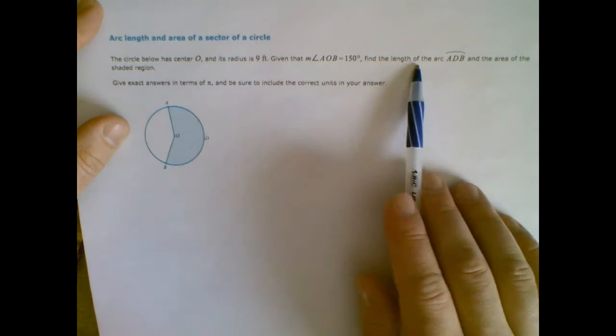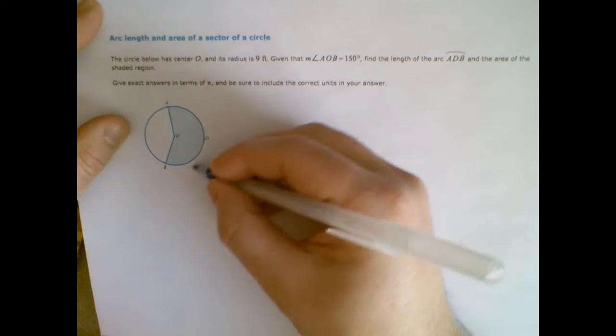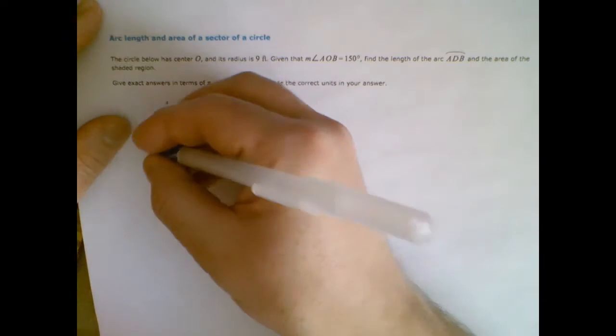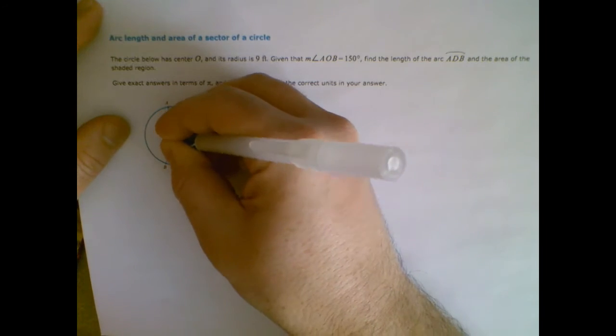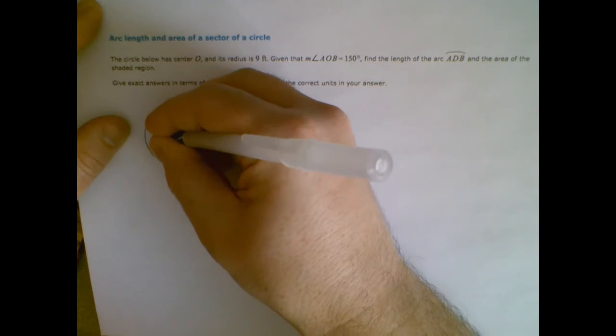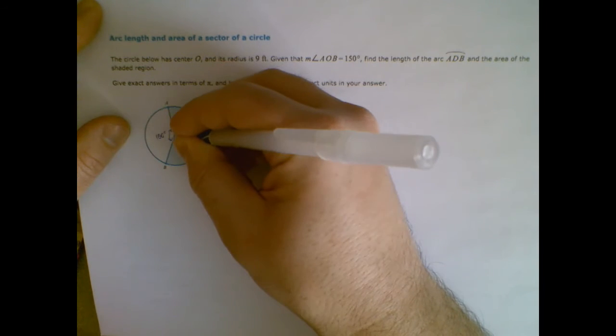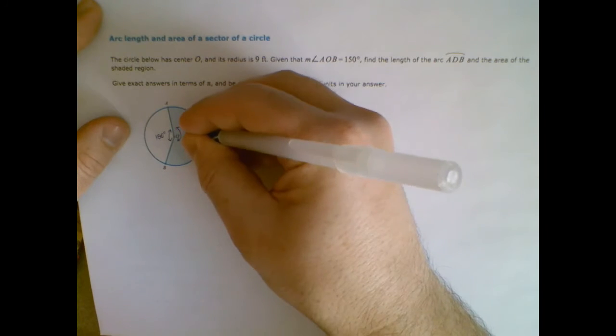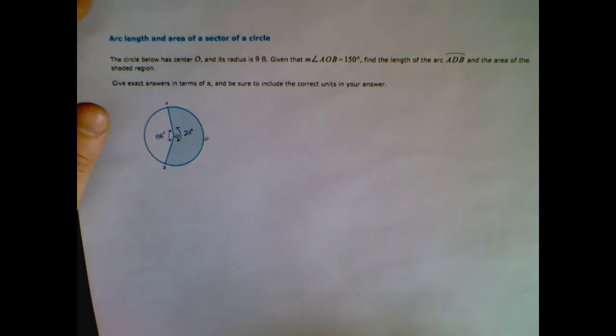All right, so we want to find the arc length of ADB. That's this major arc here because it's over half the circle. So this side here is 150. Since this is all 360, if we go all the way around, if that's 150, that makes this side 210. So that's the angle we're actually going to use, the larger angle on the outside of the angle there.